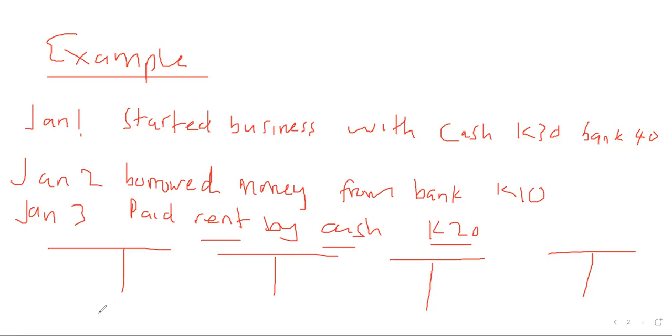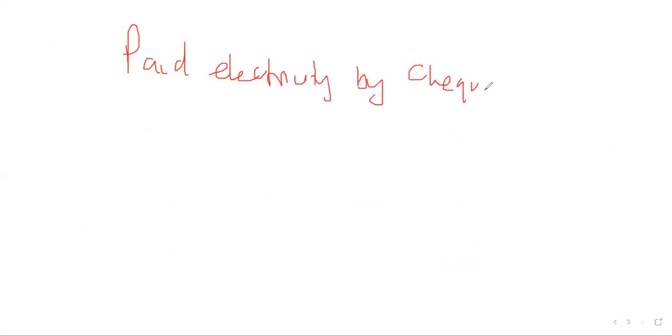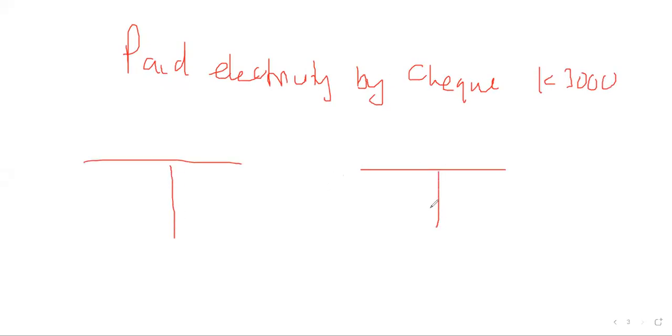Okay, let us look at this other one. Assuming I said, paid electricity by cheque, 3,000 kwacha. What are the two accounts that would give me from there? Give me the three-step arrangement. One, what are the two accounts? Two, which one is a giver? Three, which one will be debited, and which one will be credited? Help me.